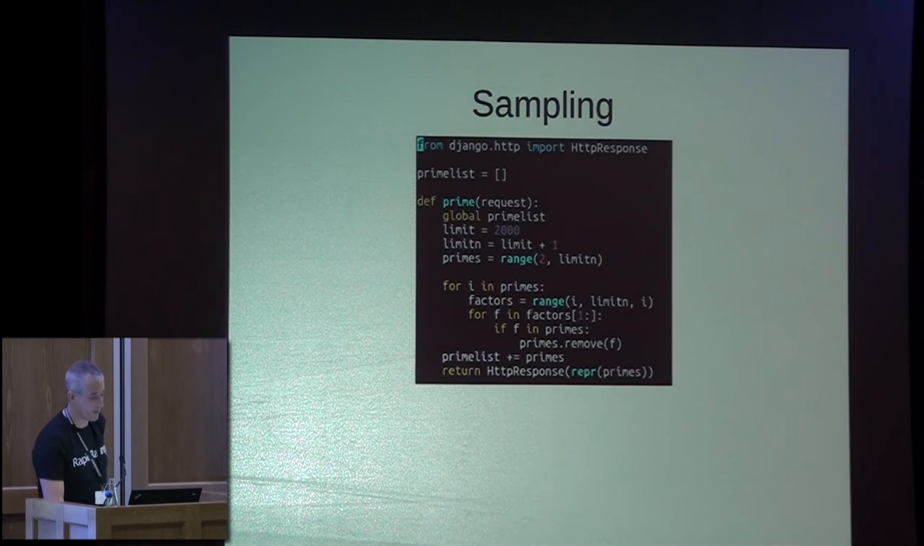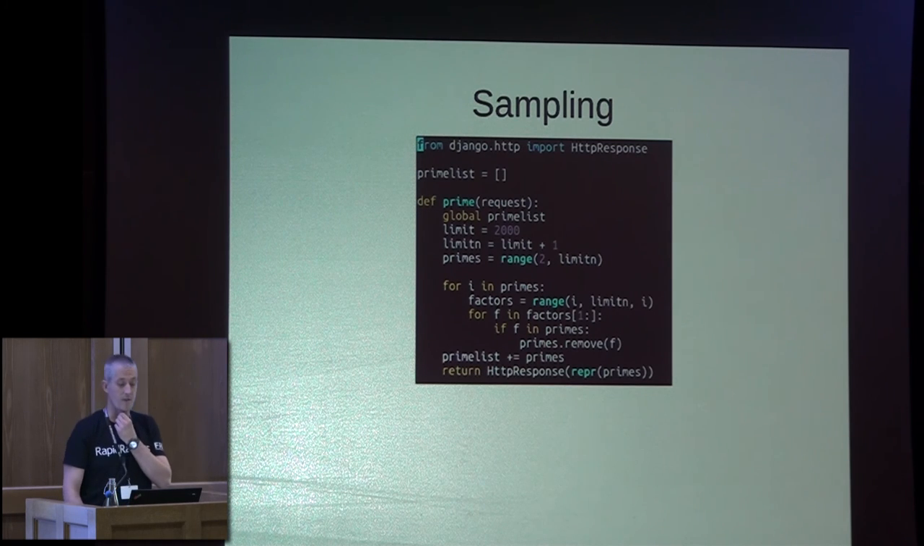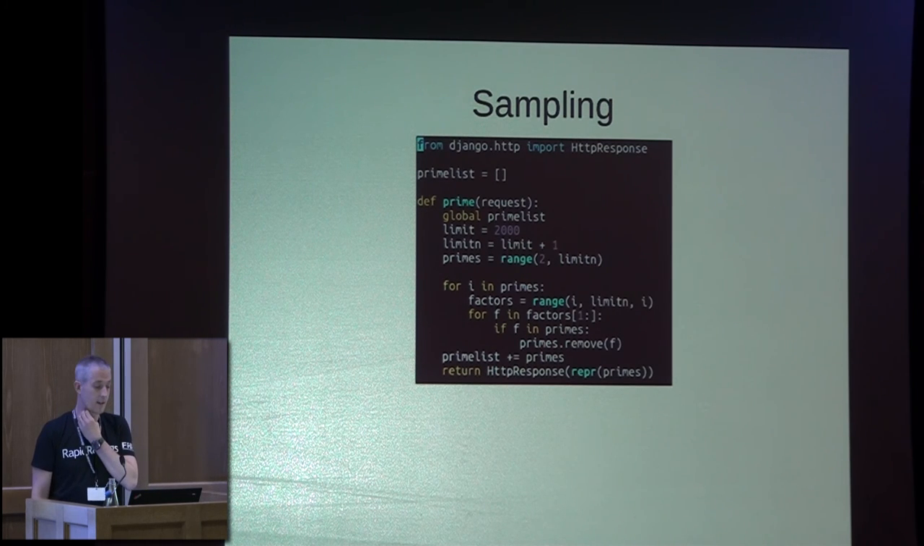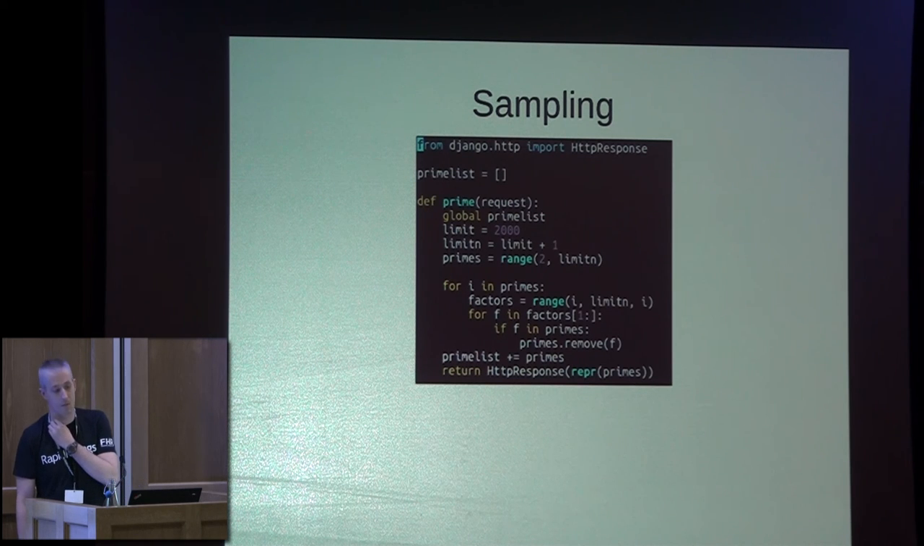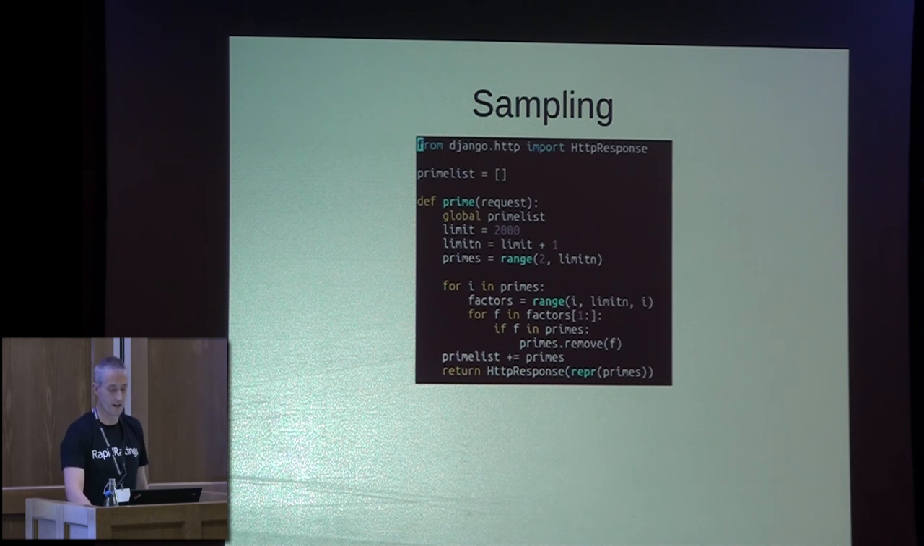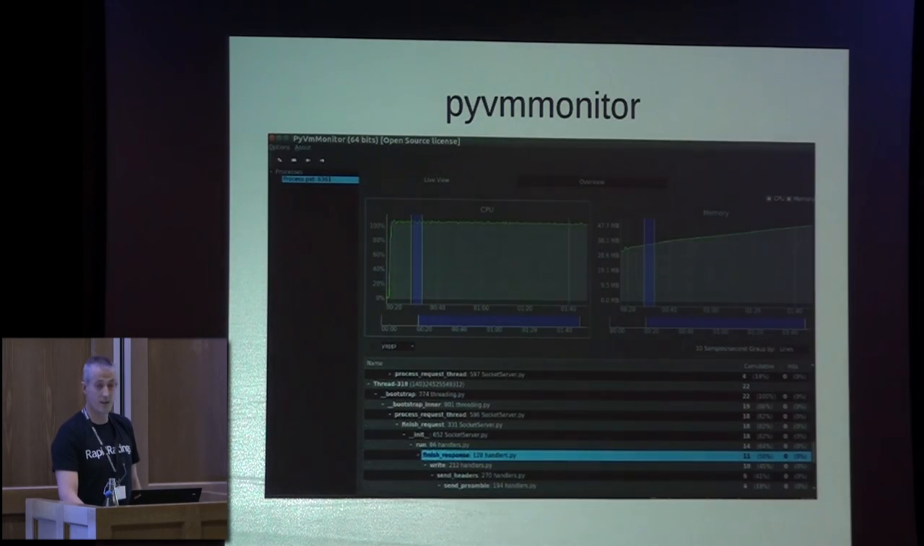So for the sampling profiler, I've got the same example again, but I've deliberately made it worse. If you look at that prime list up at the top of the screen, I've built this so every time it runs, it adds the primes onto a pre-existing list of primes. I've basically built it to leak memory. Every time it runs, it's going to do it again and again and again. So this is the shiny new tool.